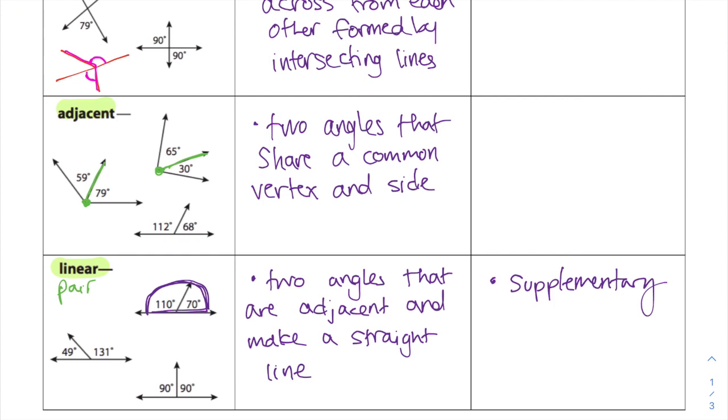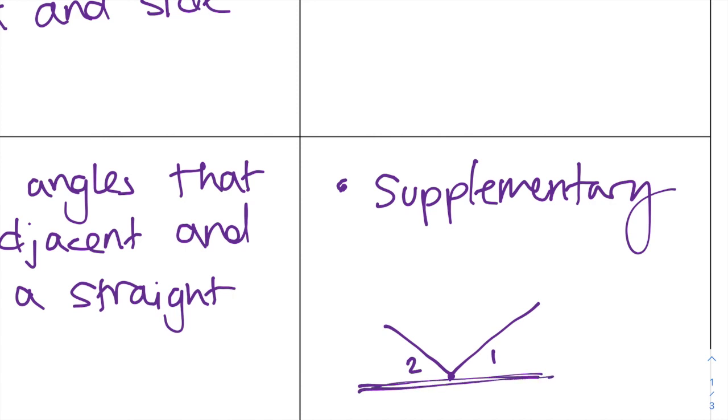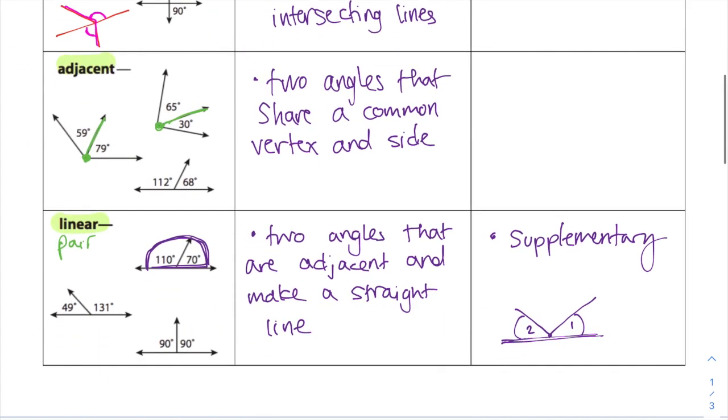And they have to be adjacent, so I think I already put that in the definition though. One of the biggest things you're going to see is something that's going to try and fool you into being a linear pair, something like this. Like these two angles right here. They look like they might be a linear pair because they do make a straight line, but if you look really closely, they're not adjacent to each other. So they can't be a linear pair. They're not next to each other. Linear pairs have to be next to each other.